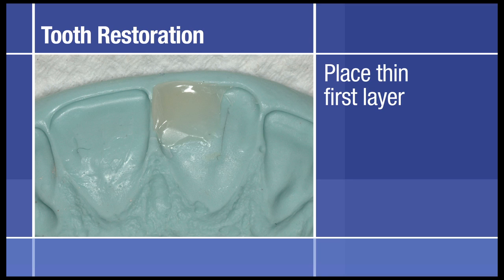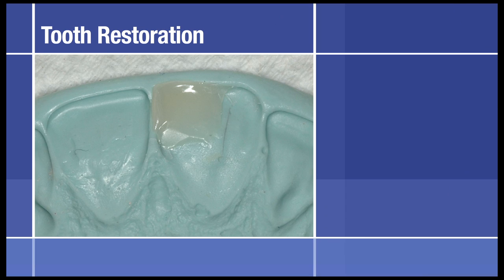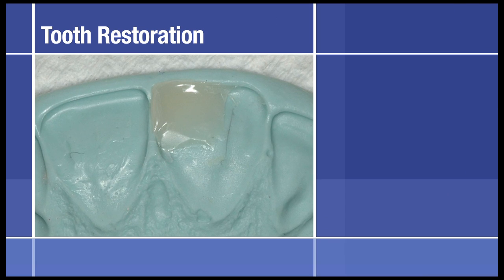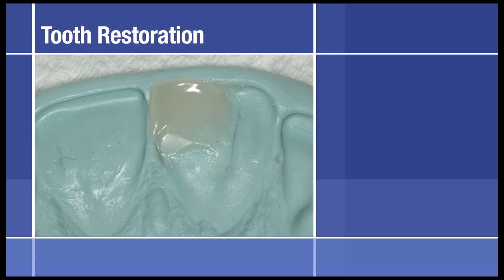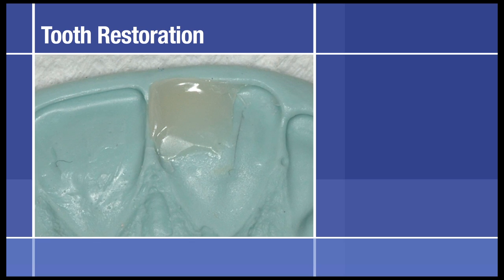The first layer needs to be very thin. So in this case, because my basic shade that I had selected at first was A1, I'm going with A1 enamel. When I talk about having a thin layer, I'm really thinking in terms of having less than 0.5 millimeter here. So it needs to be pretty thin.